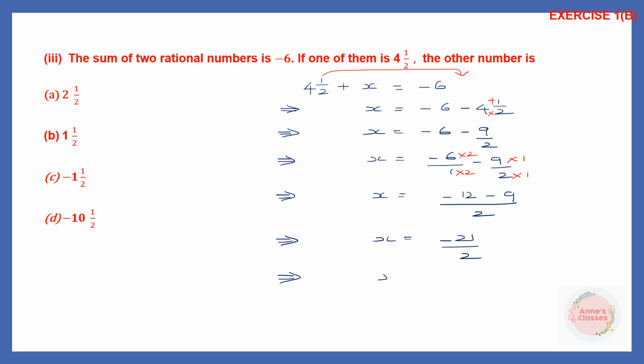Therefore, x is equal to, now convert this 21 by 2 into a mixed number. That is 21 divided by 2. 2 tens are 20. So what is remaining is 1. So what is our mixed number? The minus sign is there. Mixed number is 10 1 by 2. So we have found the value of x, which is minus 10 1 by 2, which is the other number. So in the options, where is minus 10 1 by 2? It is option D. So our answer here is option D.